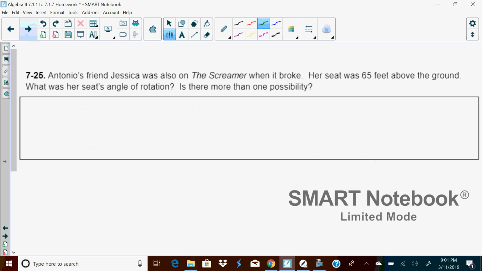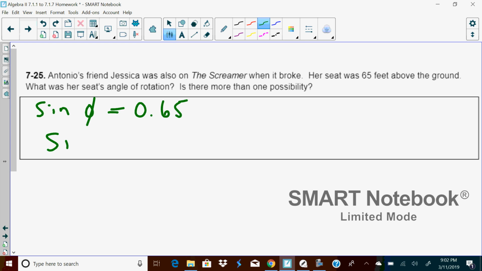25. Antonia's friend Jessica was also on the Screamer when it broke. Her seat was 65 feet above the ground. What's her seat angle of rotation? Is there more than one possibility? So her seat height would be sine. So we're going to do sine of theta equals 0.65.